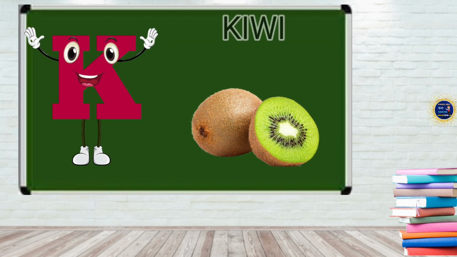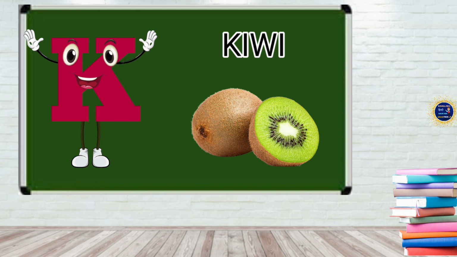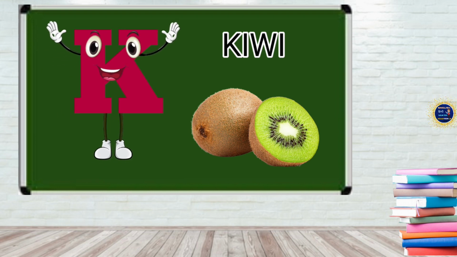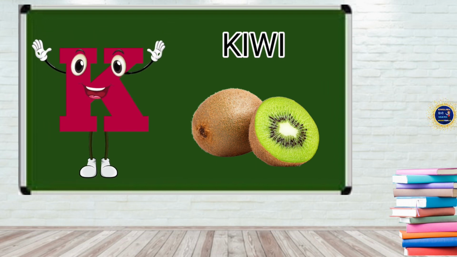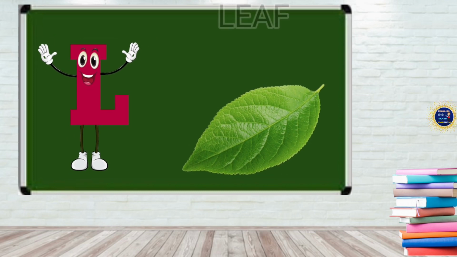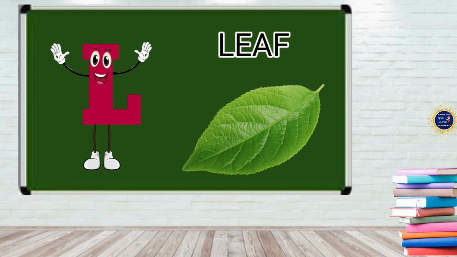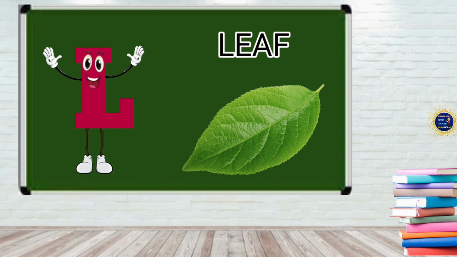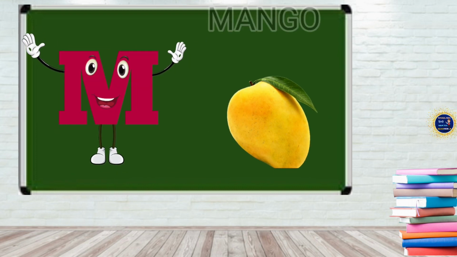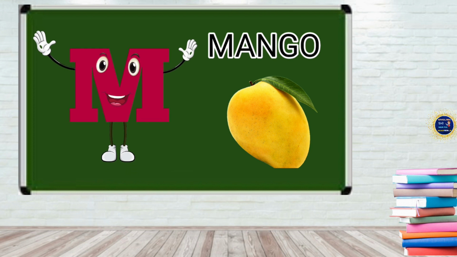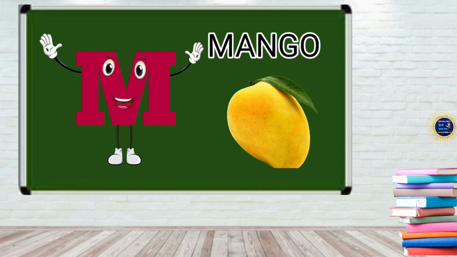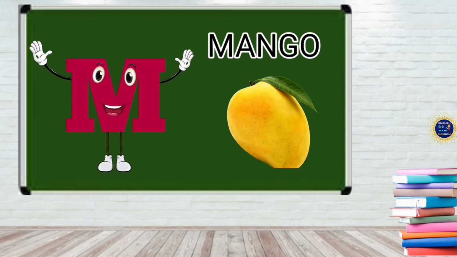K, K for kiwi. K, I, W, I, kiwi. L, L for leaf. L, E, A, F, leaf. M, M for mango. M, A, N, G, O, mango.